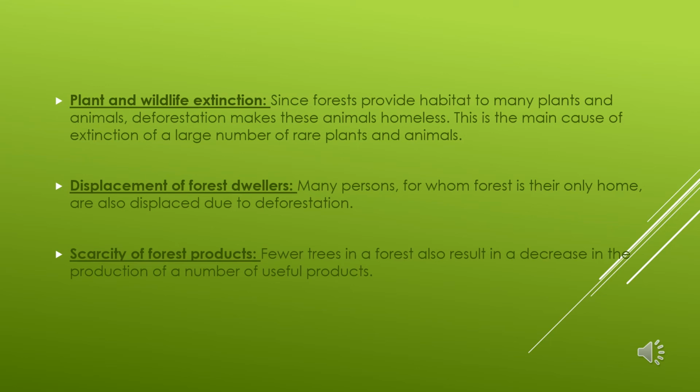Then scarcity of forest products. This is also self-explanatory. Fewer trees in the forest also result in a decrease in the production of a number of useful products. Generally what we get from the forest are gums, latex, and soap nuts, all these things. Not only that, Ayurvedic medicines, all these things will also become scarce because of deforestation.